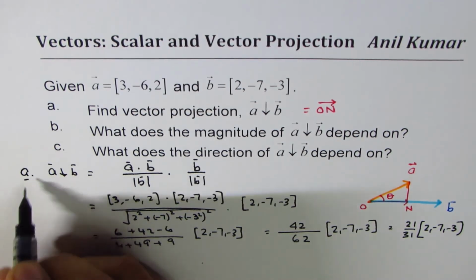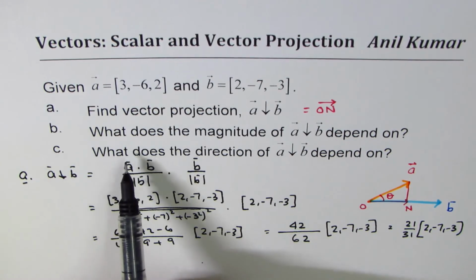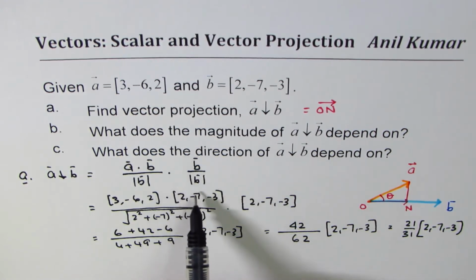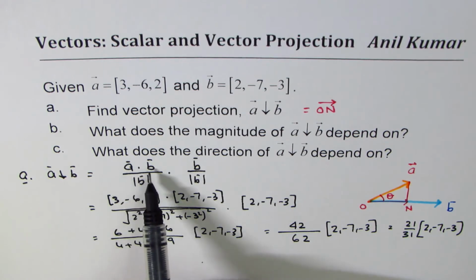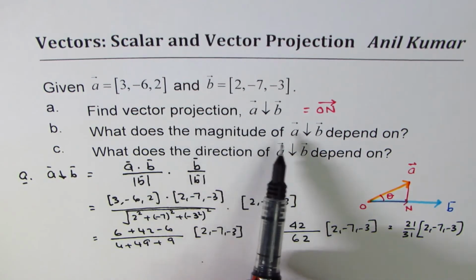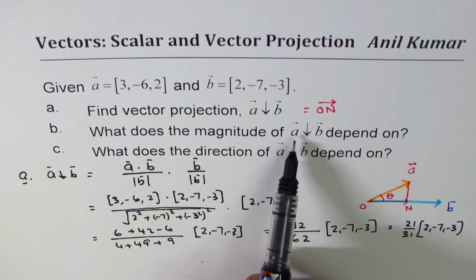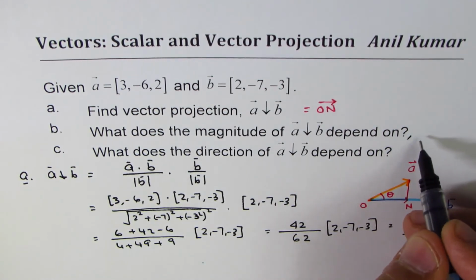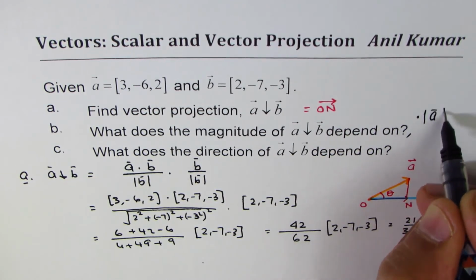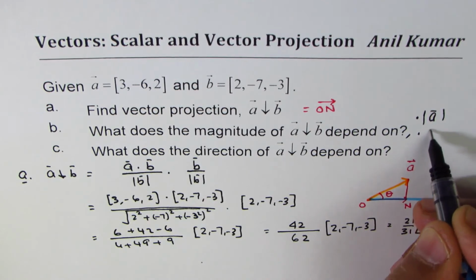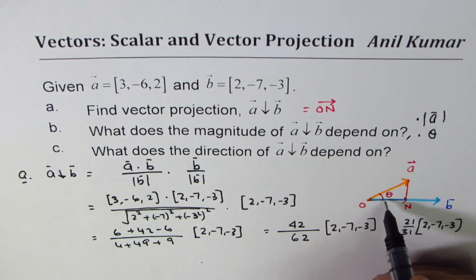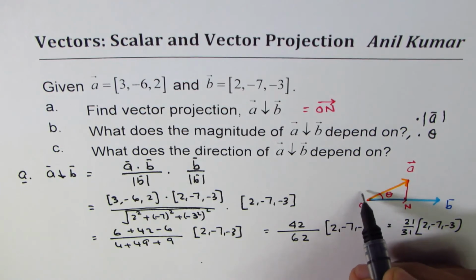So we have answered part A. Now, let's look into part B, which is what does the magnitude of the projection of A on B depend on. In this part, the unit vector is just the direction. The magnitude of the projection of A on B depends on the magnitude of A, and second, the angle theta between A and B. So it depends on two things. One, the magnitude of A, and second, the angle theta between A and B. Because when theta is 90 degrees, cos theta is 0, then the projection will be 0. When theta is 0, cos theta is 1.